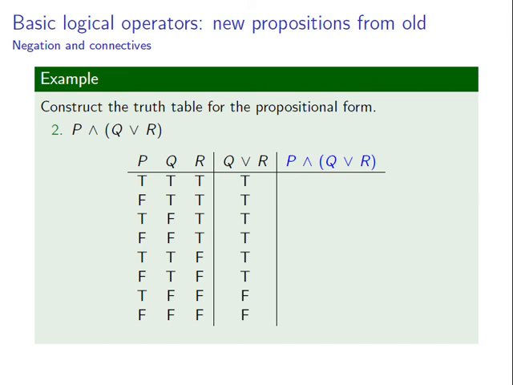To obtain the truth value in the final column, we only need to look at the truth value of P and the truth value of the statement Q or R. The conjunction of P and of the statement Q or R is true exactly when P is true and the statement Q or R is true. Thus, we get the resulting truth value as true, false, true, false, and so on. The rest of the table is left as an exercise.